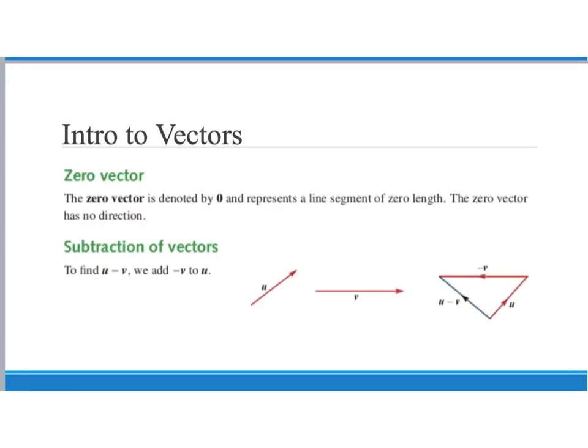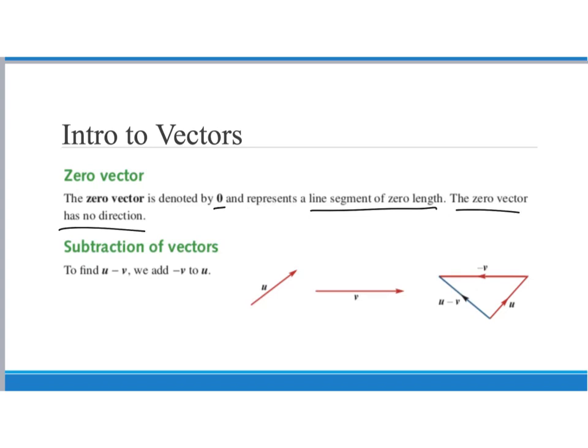The zero vector is a nice easy one. The zero vector is denoted by 0 and represents a line segment of 0 length. So really it almost doesn't exist, or it doesn't exist. The zero vector has no direction. Something that might come up, but basically the zero vector just doesn't really exist. It has no direction, and the line segment is 0 length.